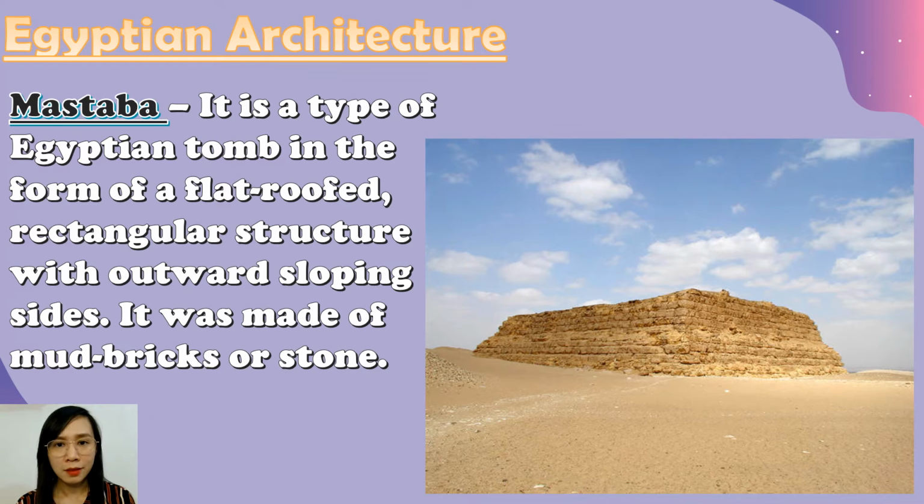Aside from the pyramids, Egyptian people also made what they called as mastaba. It is a type of Egyptian tomb in the form of a flat-roofed, rectangular structure with outward sloping sides. It was made of mud bricks or stone. Para rin itong pyramid, pero hindi ito pointed shape at ginagamit nila ito bilang isang tomb or libingan.